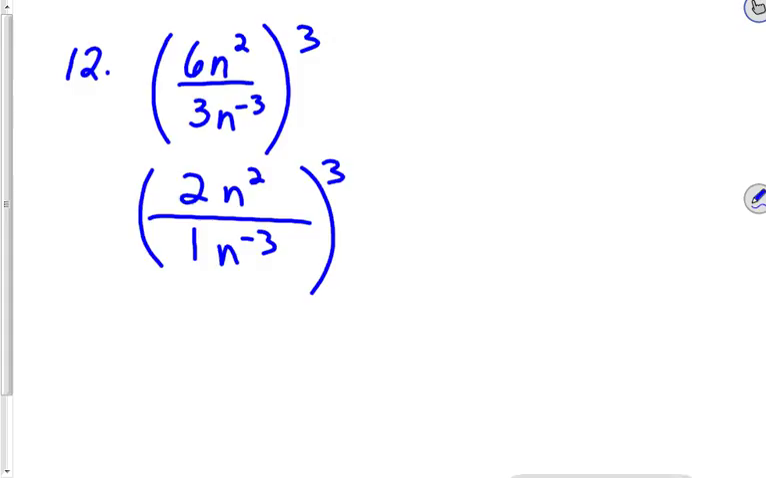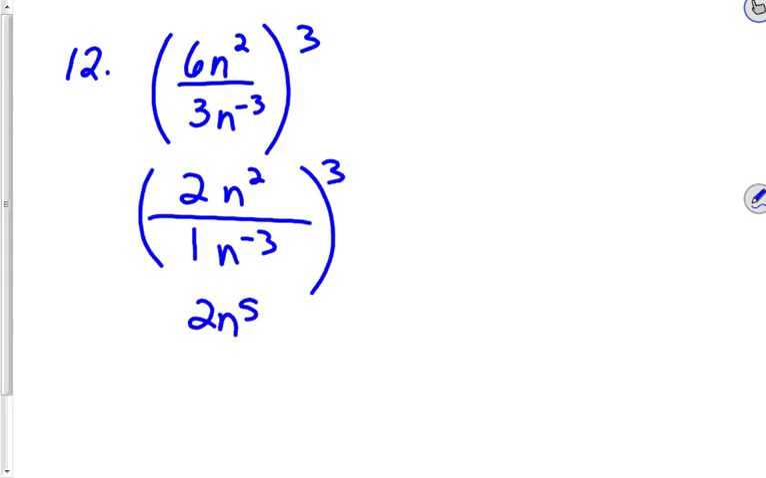Now the next thing I see inside the parentheses is the quotient rule on the n's. We're dividing with the same base, so we subtract the exponents. 2 minus negative 3. Now we have to remember that 2 minus negative 3 is the same as 2 plus 3, which of course is 5. So I'm going to get 2n to the 5th. Now, the only thing that's in the denominator is a 1, which we know we don't have to write, so I'm not going to write it.